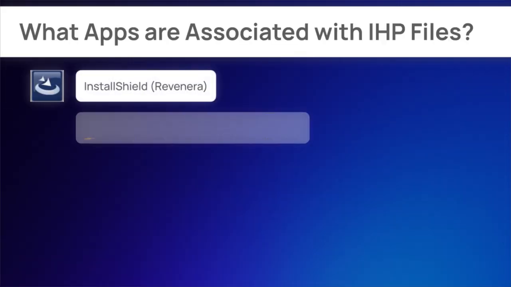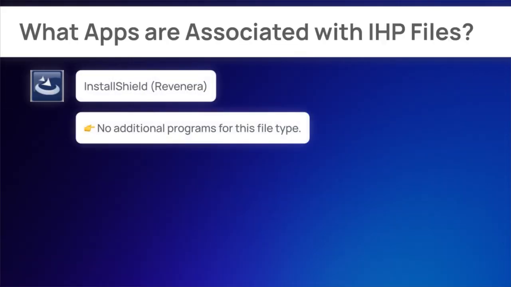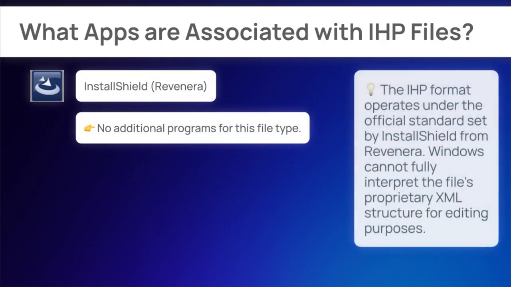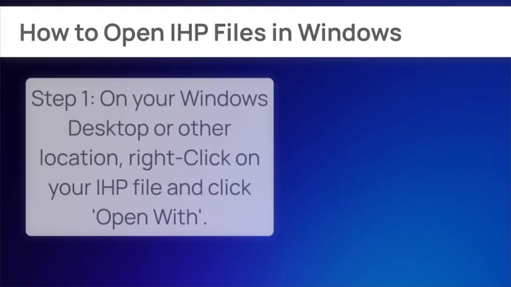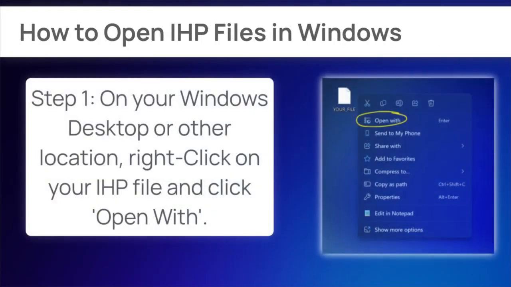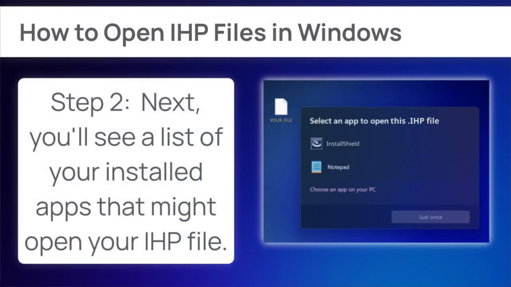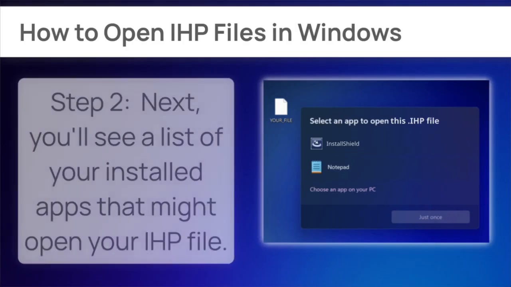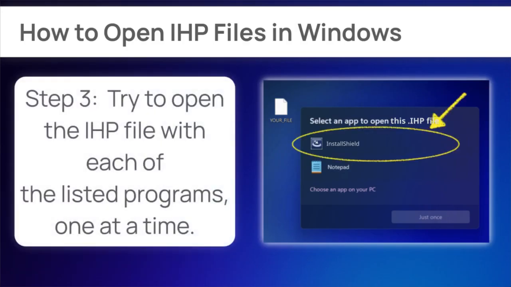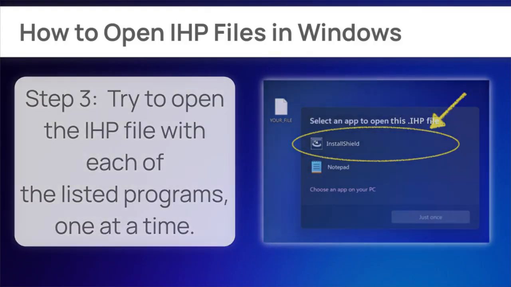The default recognized opener for IHP files is known to be InstallShield from Revenera. The complex layout and formatting tags are not correctly parsed by Windows defaults. Windows shows only what the script contains, while the runtime determines how it behaves. To solve this stubborn file problem, right-click the IHP file and choose Open With. If InstallShield is installed, test that. If not, choose another application. The solution lies in finding the right software.